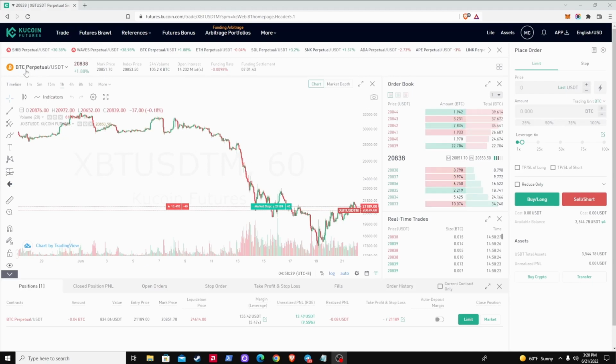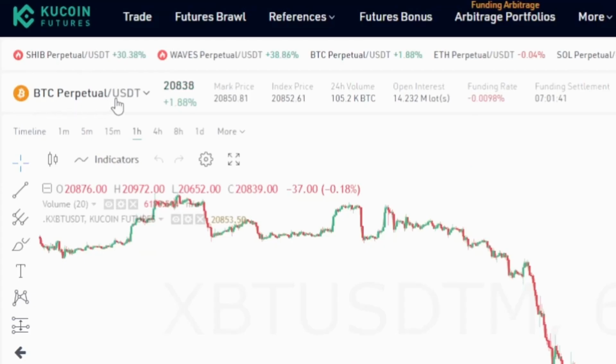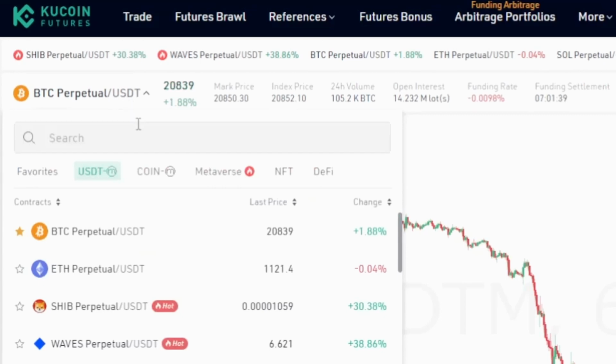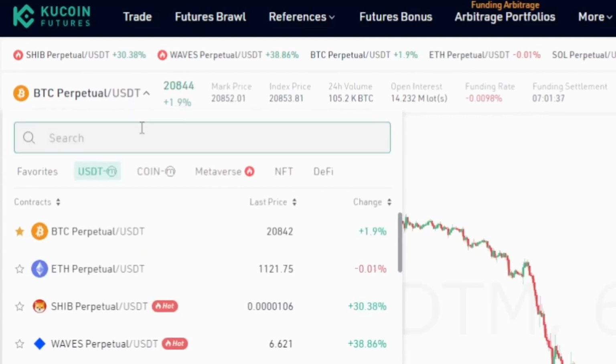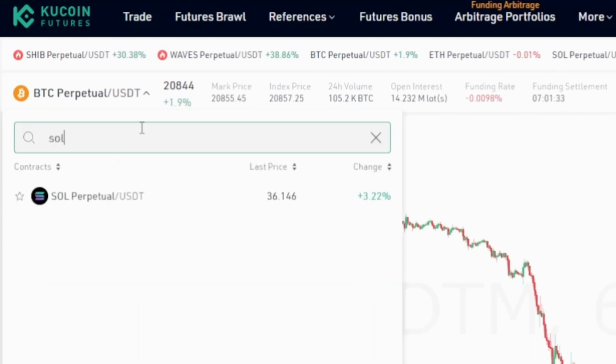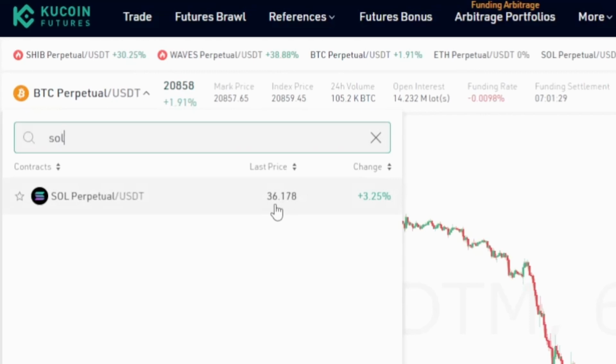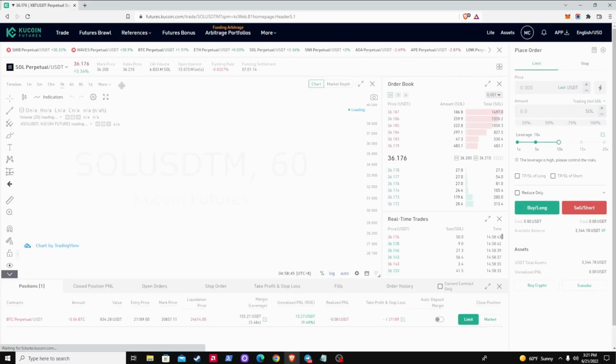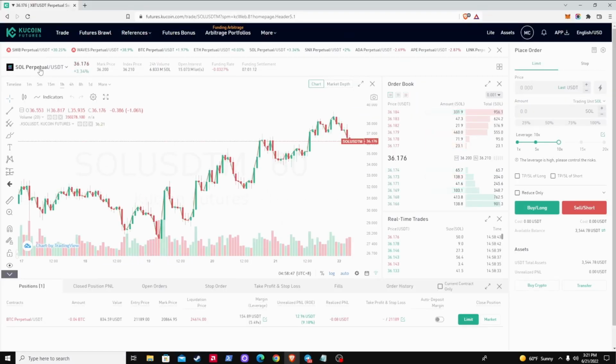Now, up here on the top left where it says Bitcoin perpetual / USDT, if we click this area, this is where you can search for the coin that you want to long or short using leverage. So for today's example, we're going to use Solana. So SOL brings up SOL perpetual USDT, tells us the last price for it was this. So I'm going to go ahead and click on that, and that'll change the chart, obviously, as well as what it says up here on the top left to Solana.